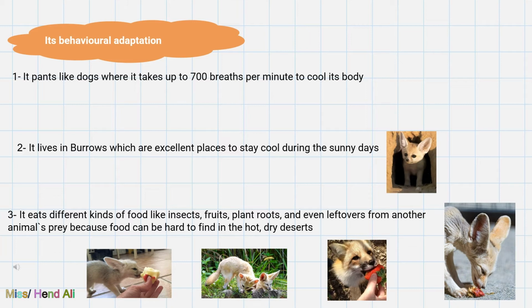adaptation is it lives in burrows, which are excellent places to stay cool during sunny days. So remember that the fennec fox lives in burrows. And the third behavioral adaptation is it eats different kinds of food, like insects, fruit, plant roots, and even leftovers from another animal's prey, because food can be hard to find in the hot, dry deserts.